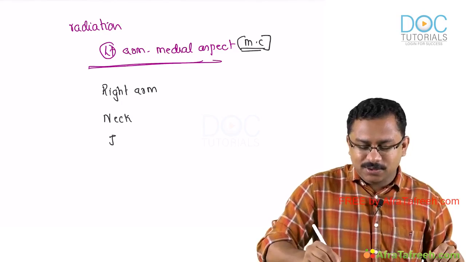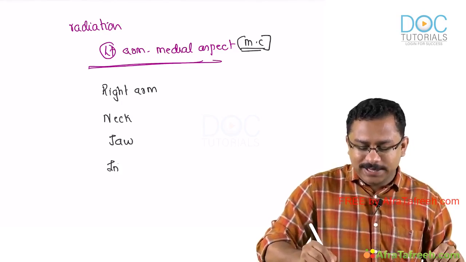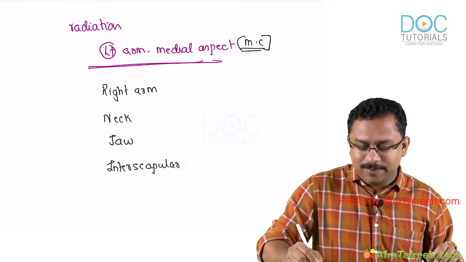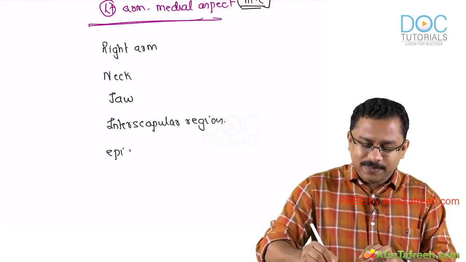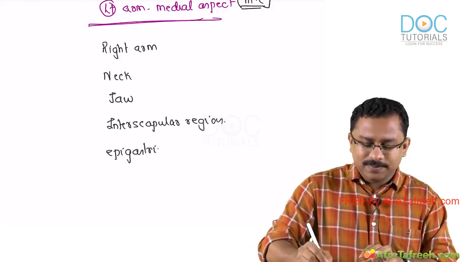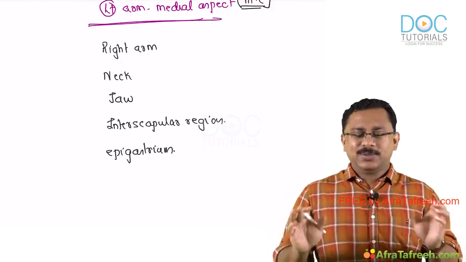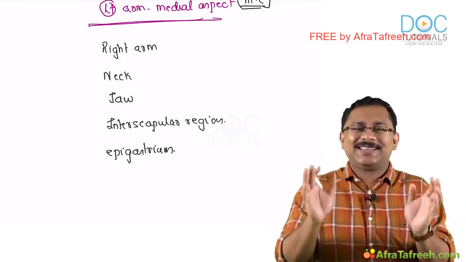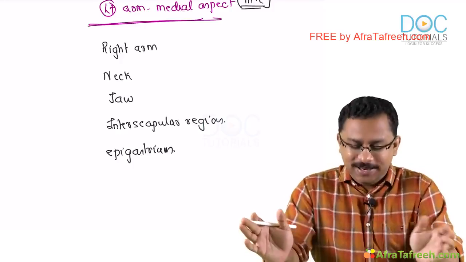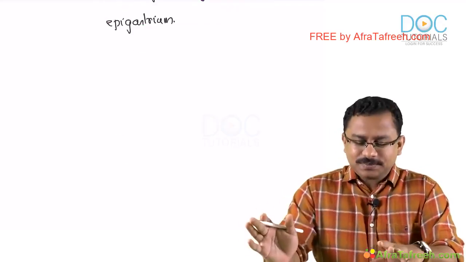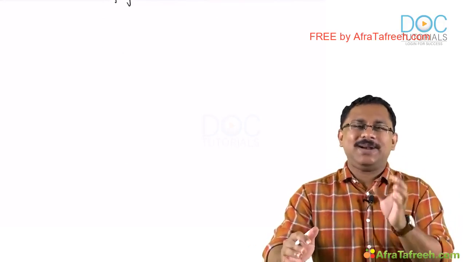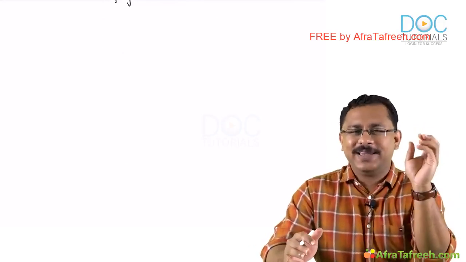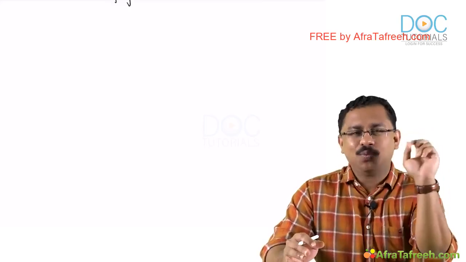Okay, sometimes to the jaw, sometimes to the interscapular region, sometimes even to the epigastrium. Okay, epigastrium. All right, so that is how we are describing the typical anginal pain. Remember that when you talk about chronic stable angina, understanding the nature of pain is very important. That is point number 1.